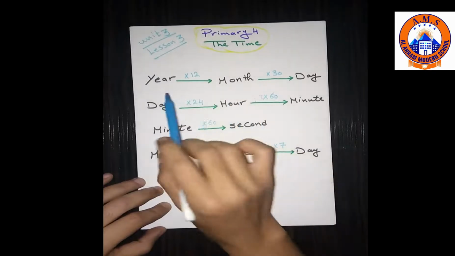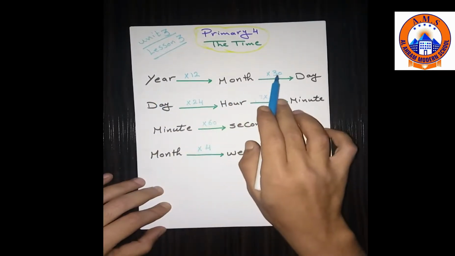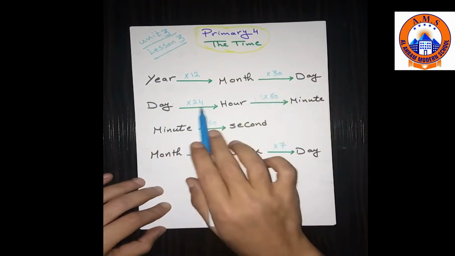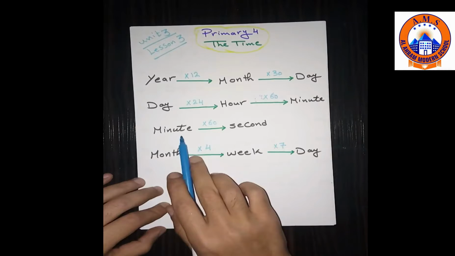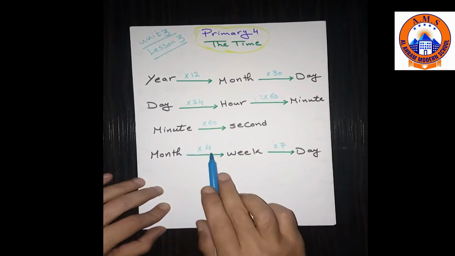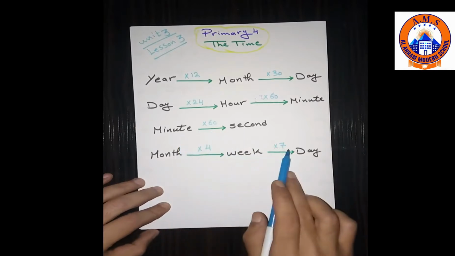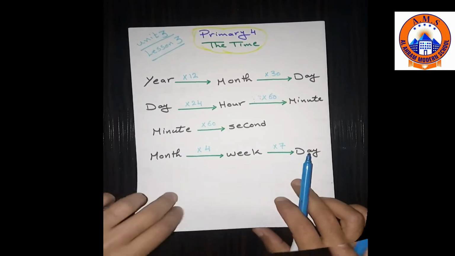Let's say them again. The year contains 12 months, and the month is approximately equal to 30 days, and the day contains 24 hours, and the hour contains 60 minutes, and each minute contains 60 seconds. The month contains 4 weeks, and each week contains 7 days. Let's move on to another important note.